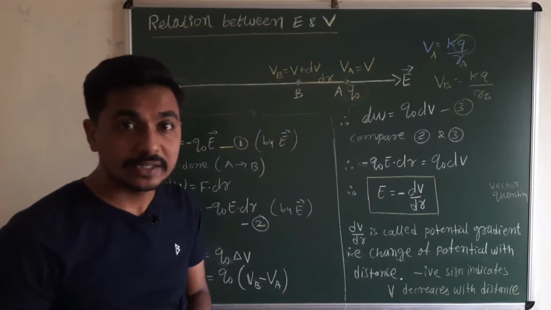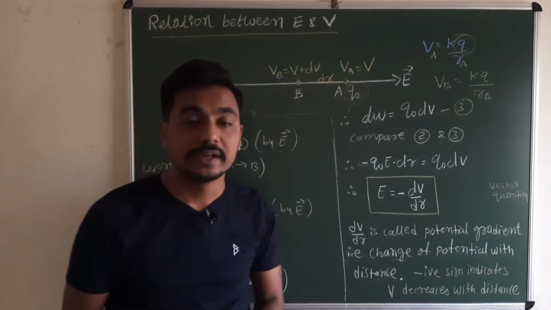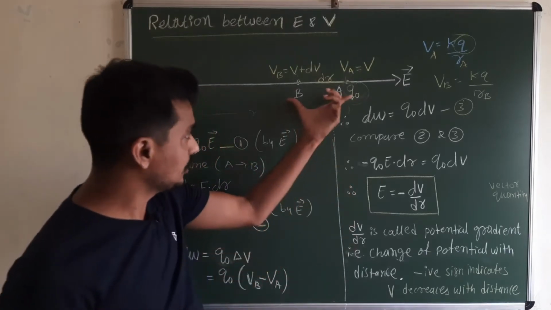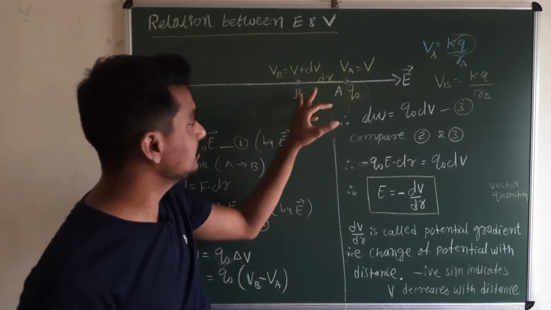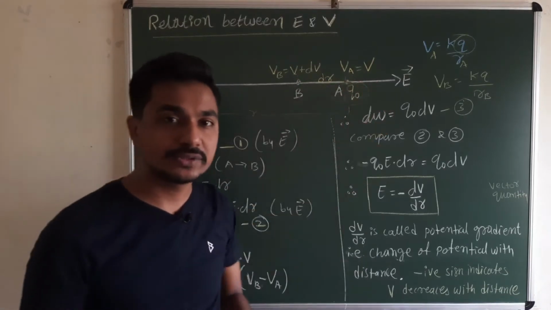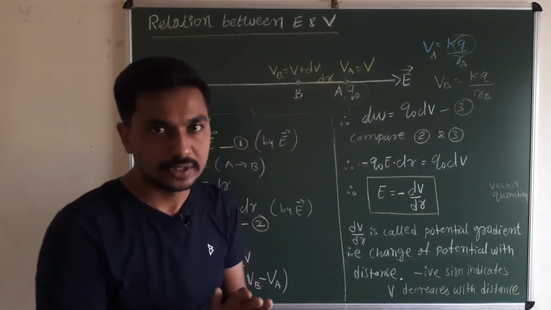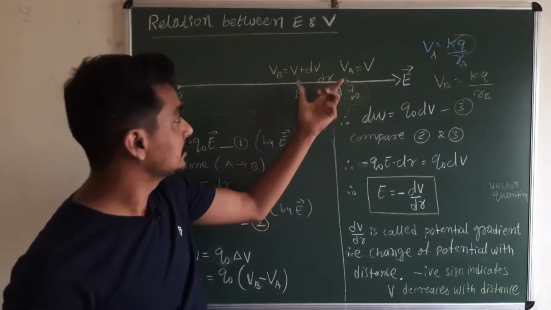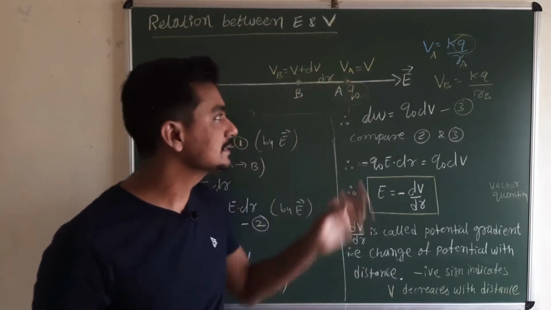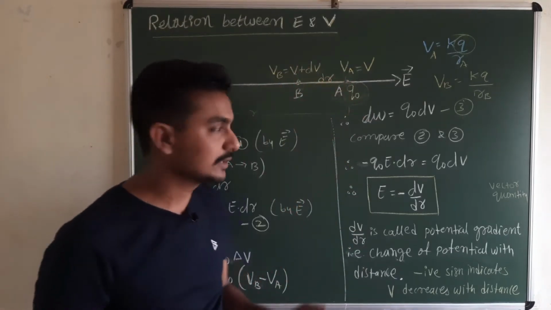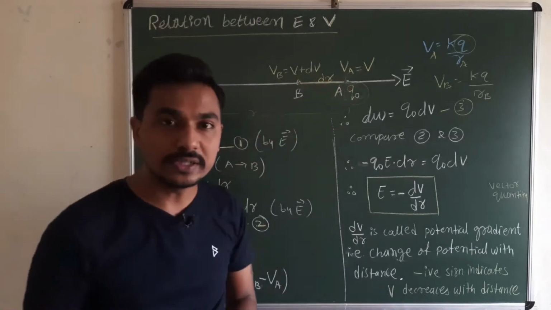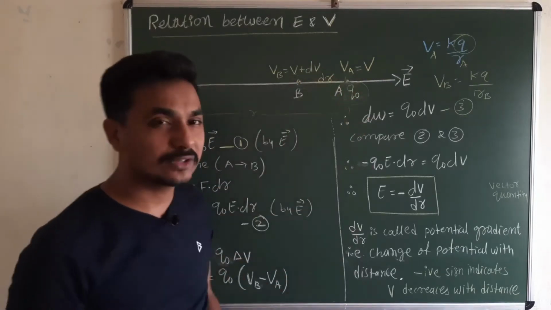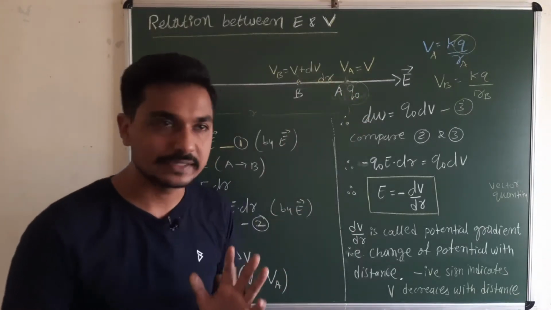Now let us assume that these two points are separated by a very small distance. To show you in a good way, I have represented them far apart, but actually they are very near to each other. The separation is very small, a very small distance dr. So we assume that at these two points the electric field is approximately the same, not exactly the same.